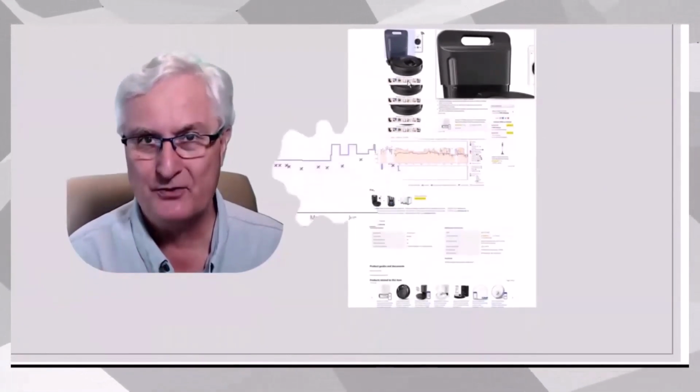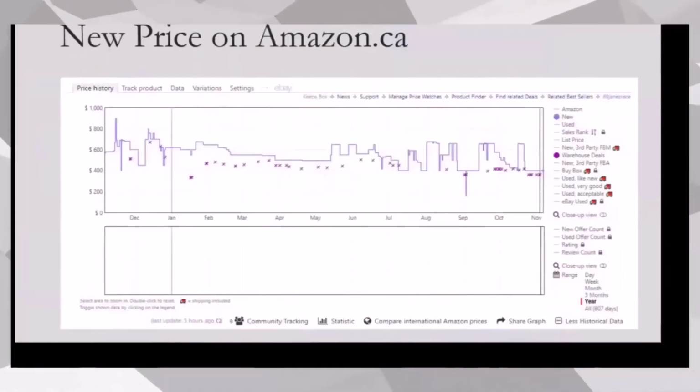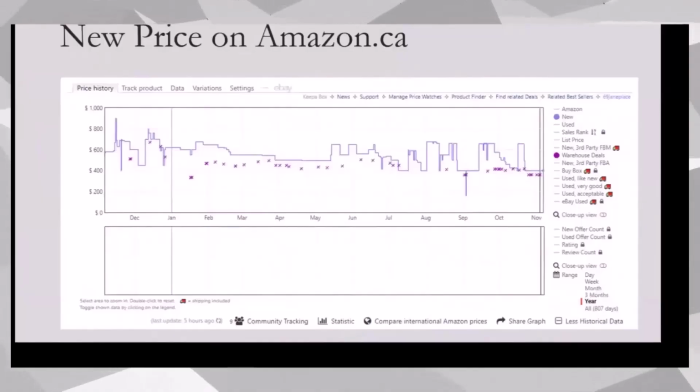extensions for your browser. This is the historical pricing chart on that vacuum cleaner. This was produced by Keepa. And if you look at the solid blue line that you'll see on the graph, it indicates the price fluctuations over the past year. And you'll also note that is the best deal at present. There's a little purple X as well on the graph indicating warehouse deals, and we'll talk about that in just a minute.